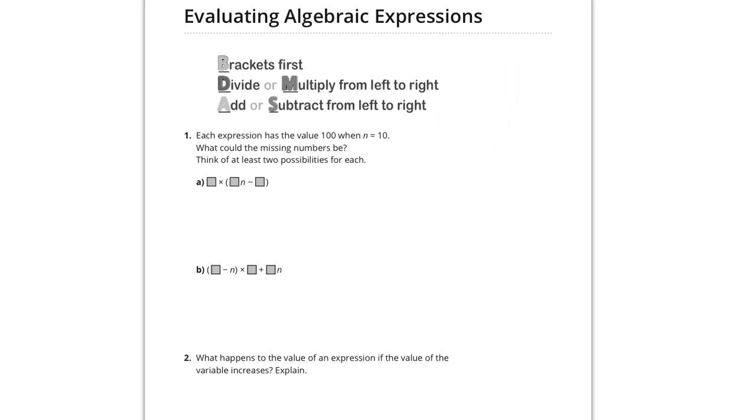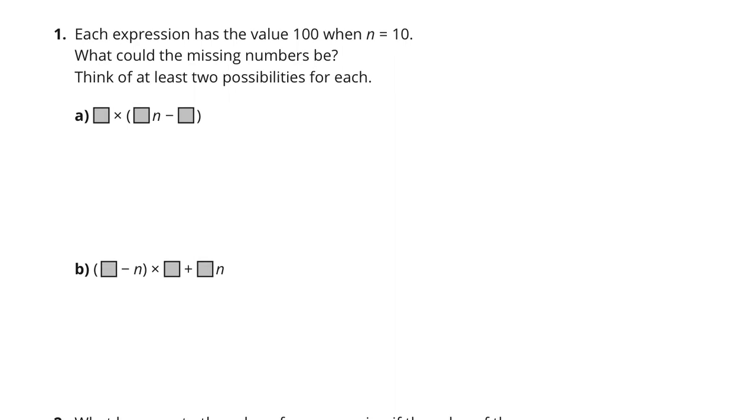Today we are evaluating algebraic expressions in our Lesson 2 action task. Let's see what that task is. Here it says, each expression has the value 100 when n equals 10. What could the missing numbers be? Think of at least two possibilities for each.